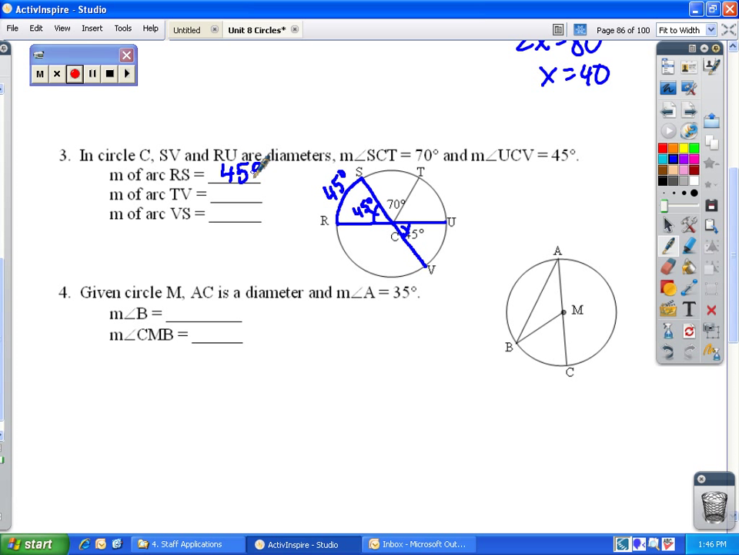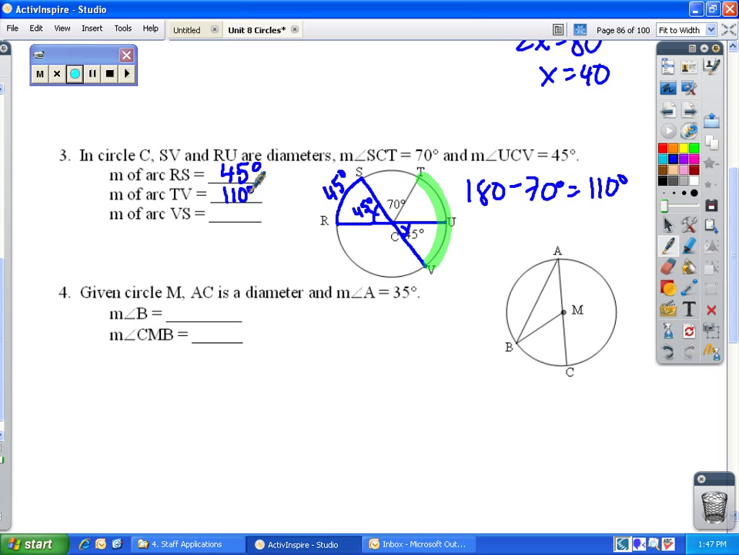The next one, we want arc TV. Okay, so that would be T around to V. You can see that it's not quite half a circle. It's actually the semicircle, but minus the 70 degree arc. So since the semicircle would be 180 minus 70 degrees, that would actually give us 110 degrees for arc TV.